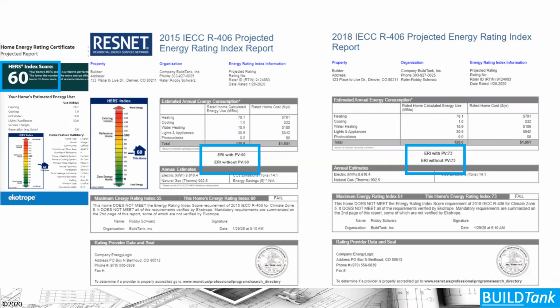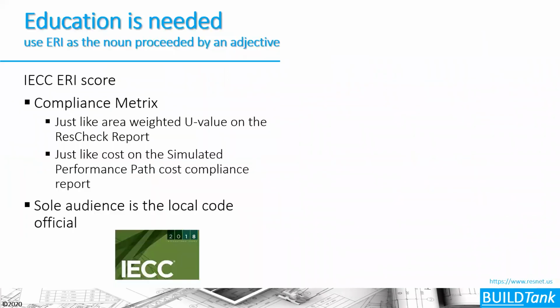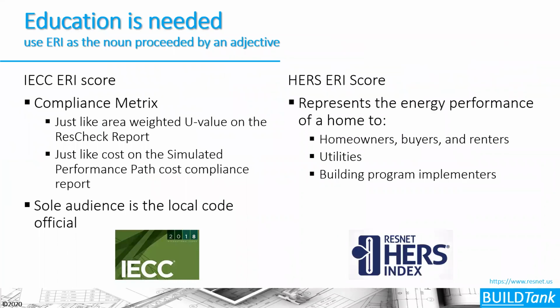So again, it's a pathway that could be flexible, but has not been adopted in a flexible method. So most builders are continuing to use the simulated performance path if they're looking for flexibility in the code. Which ultimately means that we need better education out there. And if we get better education out there about the differences between these codes, potentially we'll get more use of the energy rating index out there as well.